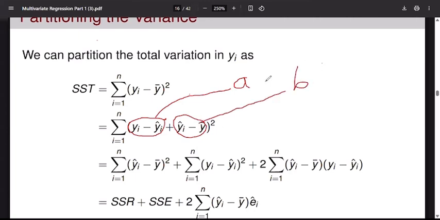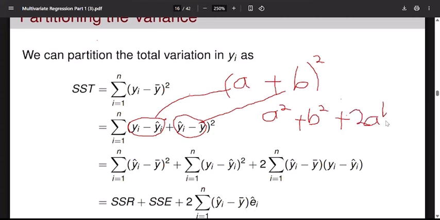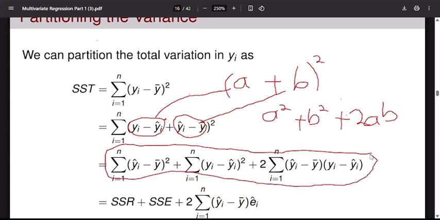Now if I say A plus B in mathematics, A plus B all squared will give me what? A squared plus B squared plus 2AB. You remember that from algebra. 2AB. That's exactly how we got here. Do you see how we got here?